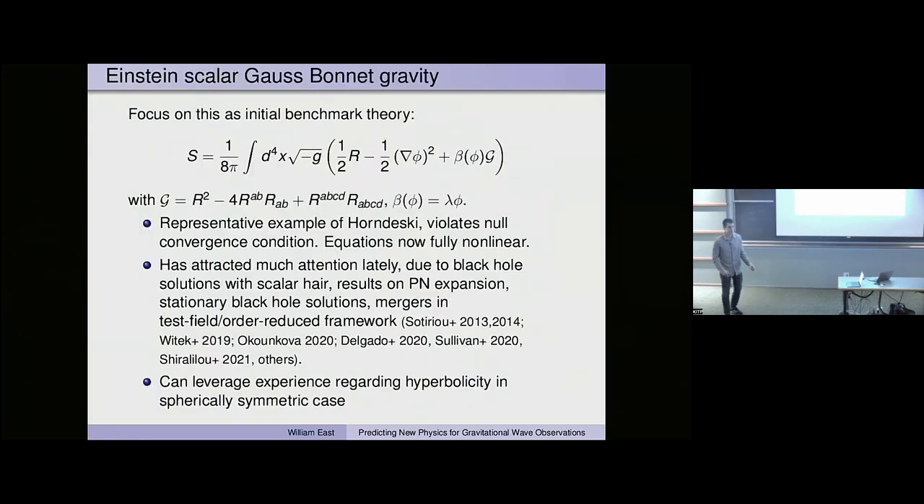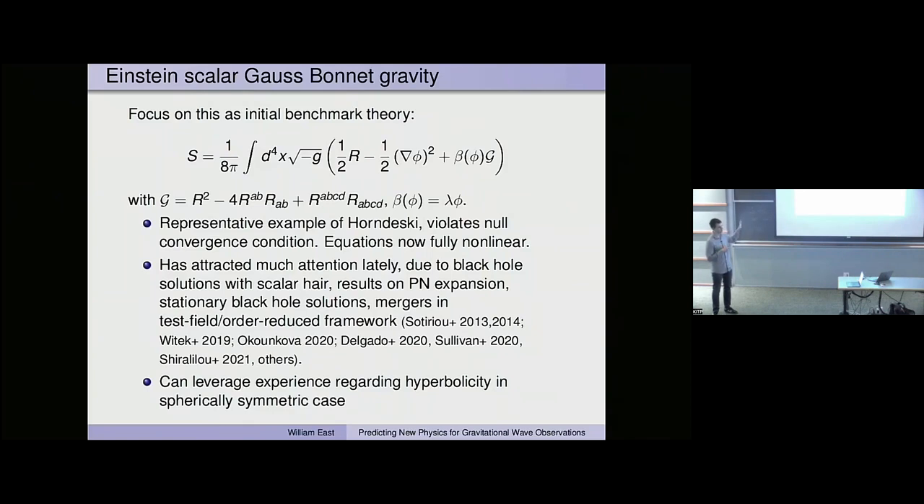So we decided to focus on the particular case of Einstein-scalar-Gauss-Bonnet. So it has this action here. You have a scalar field coupled non-linearly to the metric through this Gauss-Bonnet curvature term. And you can consider different forms for this coupling, but in this talk, I'm just going to focus on the simplest shift symmetric form. And so this is a representative example of a Horndeski theory that differs from GR qualitatively in a couple ways. For example, one is that it violates the null convergence condition. So black holes can actually have their area decrease in this theory. The equations are now fully nonlinear.